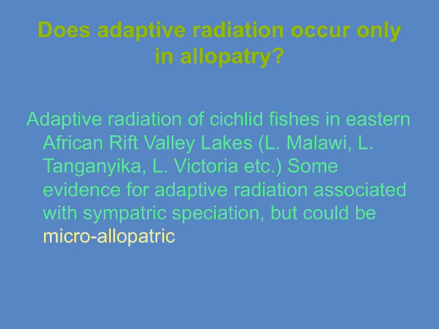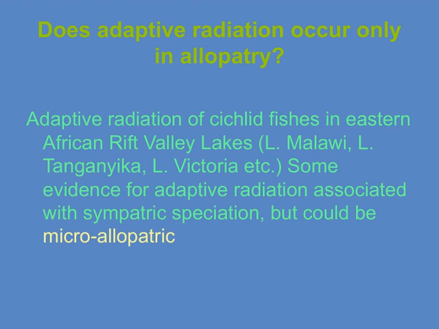When we talk about adaptive radiation, one classic example is the cichlid fishes in the eastern African Rift Valley lakes, like Lake Malawi, Lake Tanganyika, and Lake Victoria. These lakes are famous for their incredible diversity of cichlid species that have evolved rapidly. Now, traditionally, we think of adaptive radiation occurring when populations are geographically separated, or allopatric.